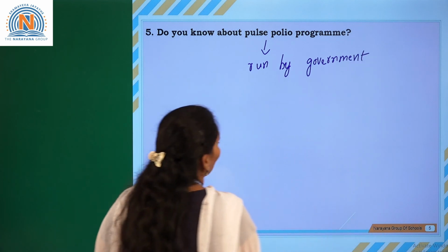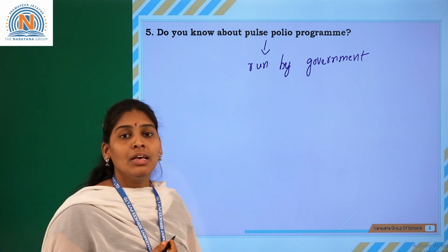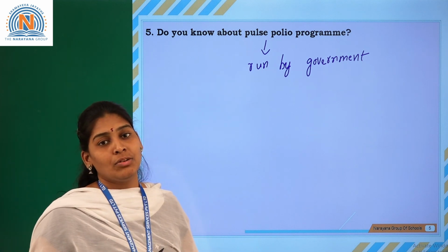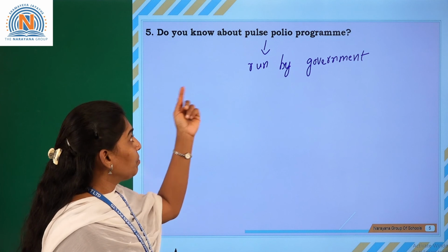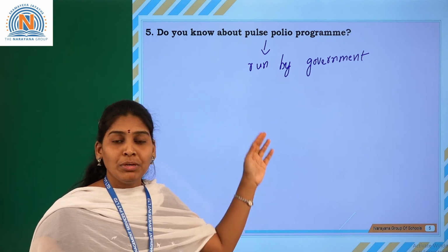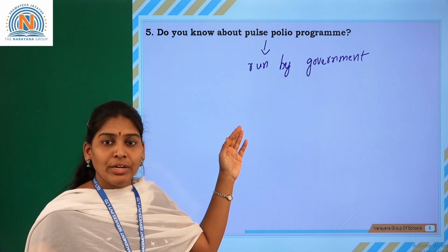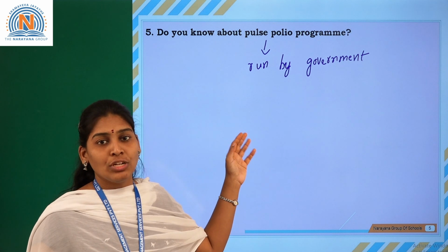Okay. So this is creating awareness regarding a disease, how can we avoid a disease and all. The pulse polio program is run by the government. This is very helpful for creating awareness for avoiding such dangerous diseases in children especially.